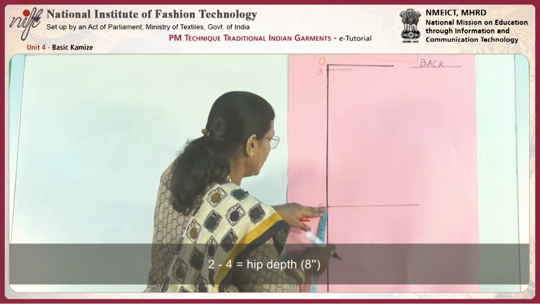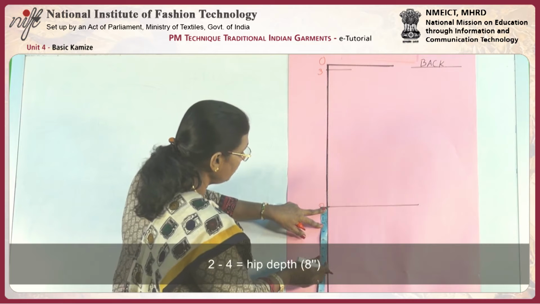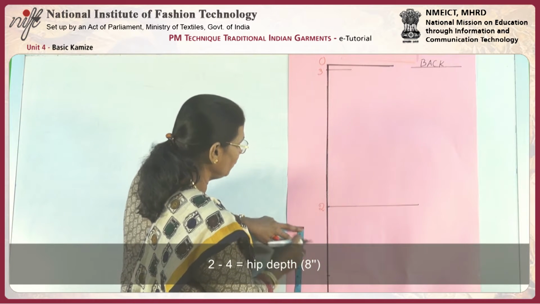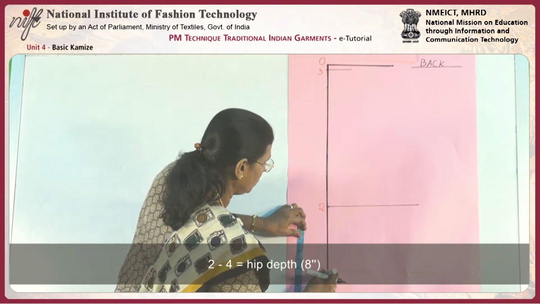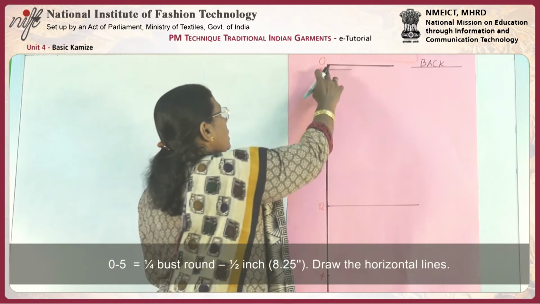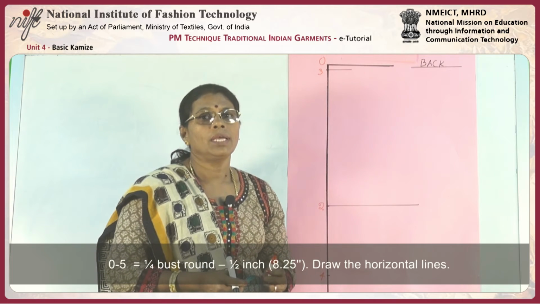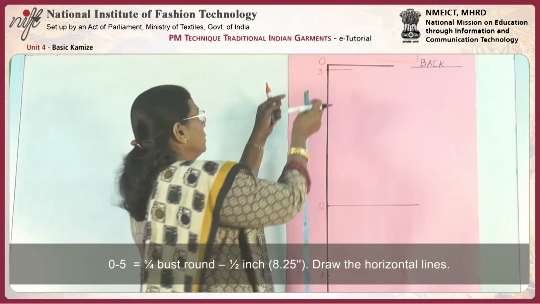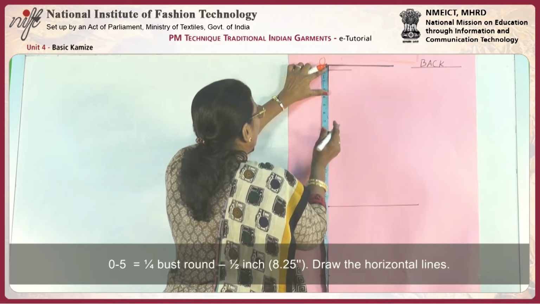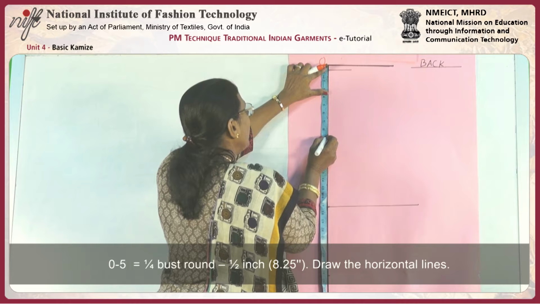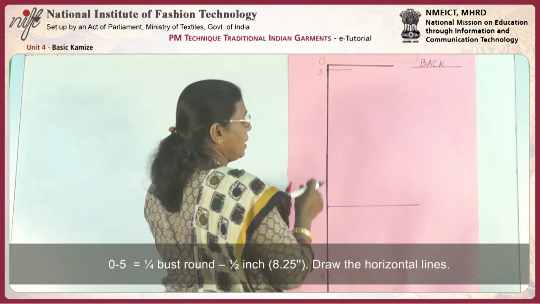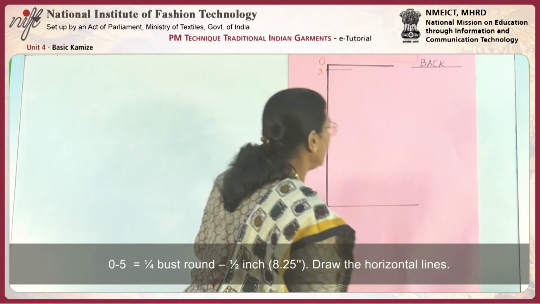Then 2 to 4 is equal to hip depth. Hip depth is 8 inches. Mark 8 inches down from 2, which is 4. 0 to 5 is bust by 4 minus half an inch. 8.65 is bust by 4, minus half an inch is 8.25, and draw the horizontal lines.